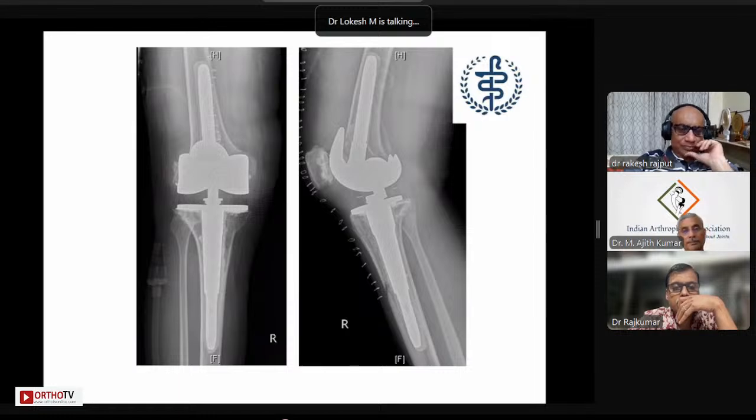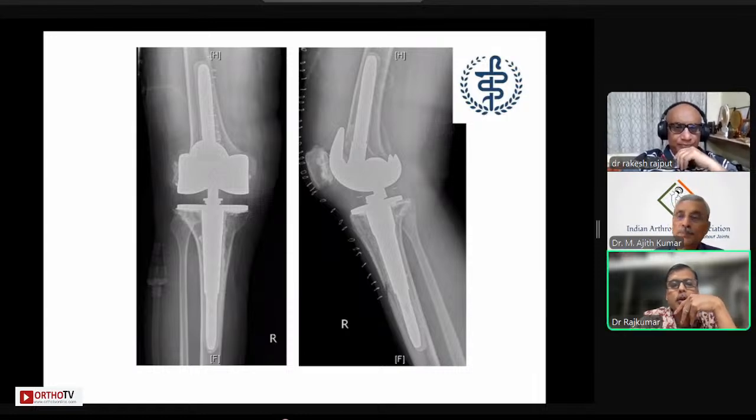3 degrees external rotation. Then the tibial cut. Tibial cut, we took first 2 mm from the lateral side. It was still tight. Then we further took 3 mm and managed to use a Bushell-Papas hinged knee system, sir. And stems on both sides.